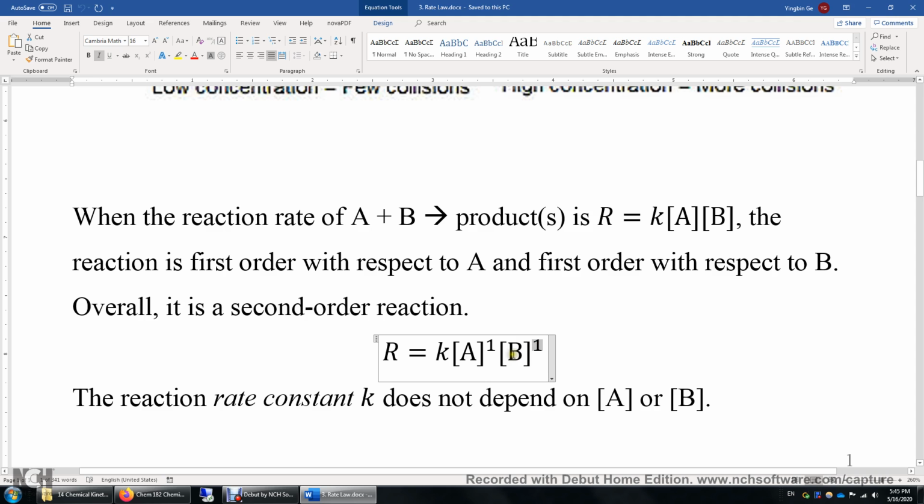And we can sum up the orders. And overall, we have a 1 plus 1. That's a second order reaction. Again, this K does not depend on A or B. Therefore, K is called the rate constant.